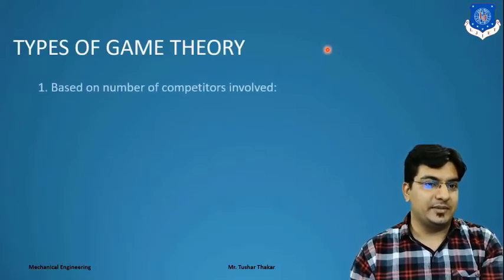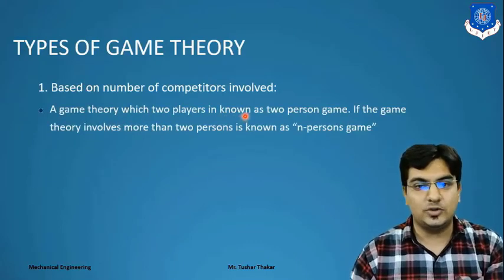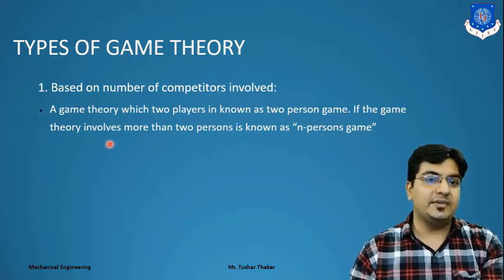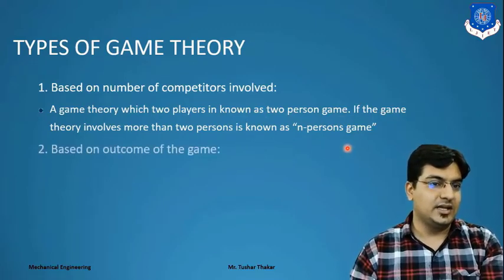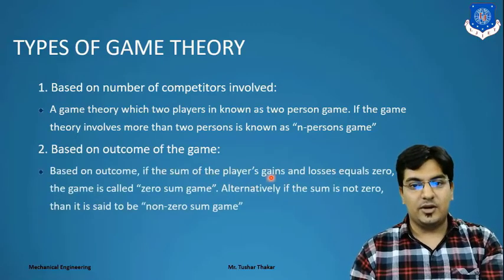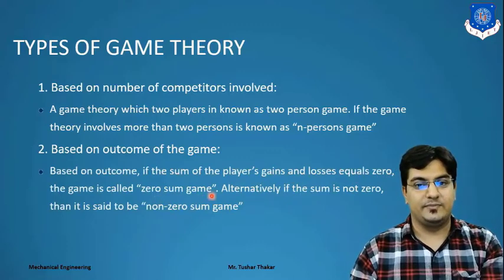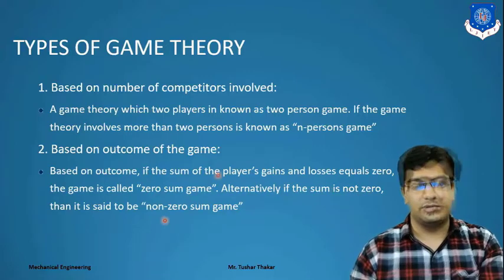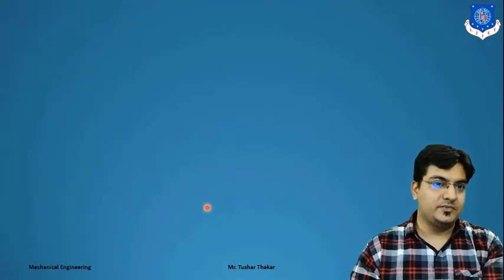Next, types of game theory. Based on the number of competitors involved, a game with two players is called a two-person game. If the game involves more than two persons, it is called an n-person game. Based on the outcome of the game, if the sum of the players' gains and losses is equal to 0, it is called a zero-sum game. And if the sum is not 0, it is called a non-zero-sum game.